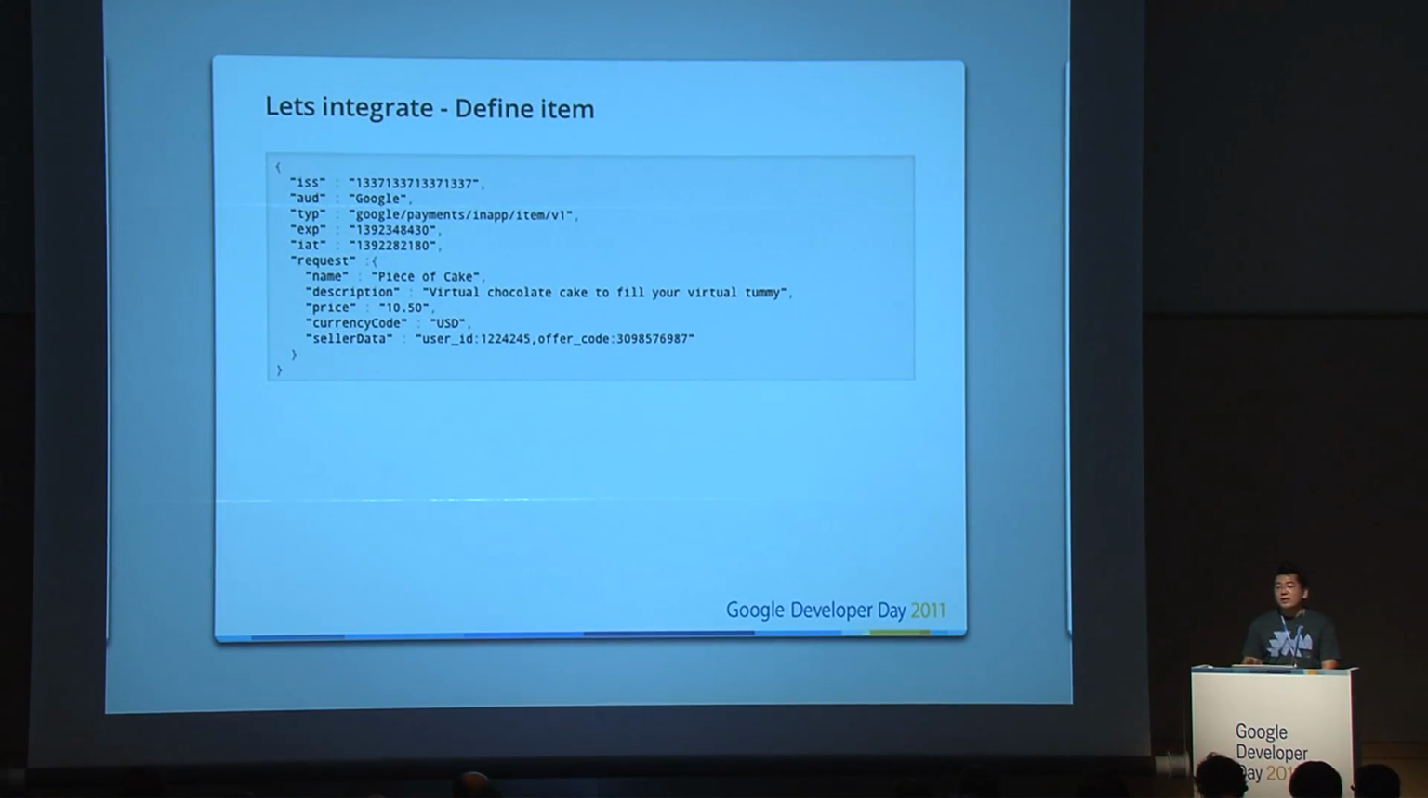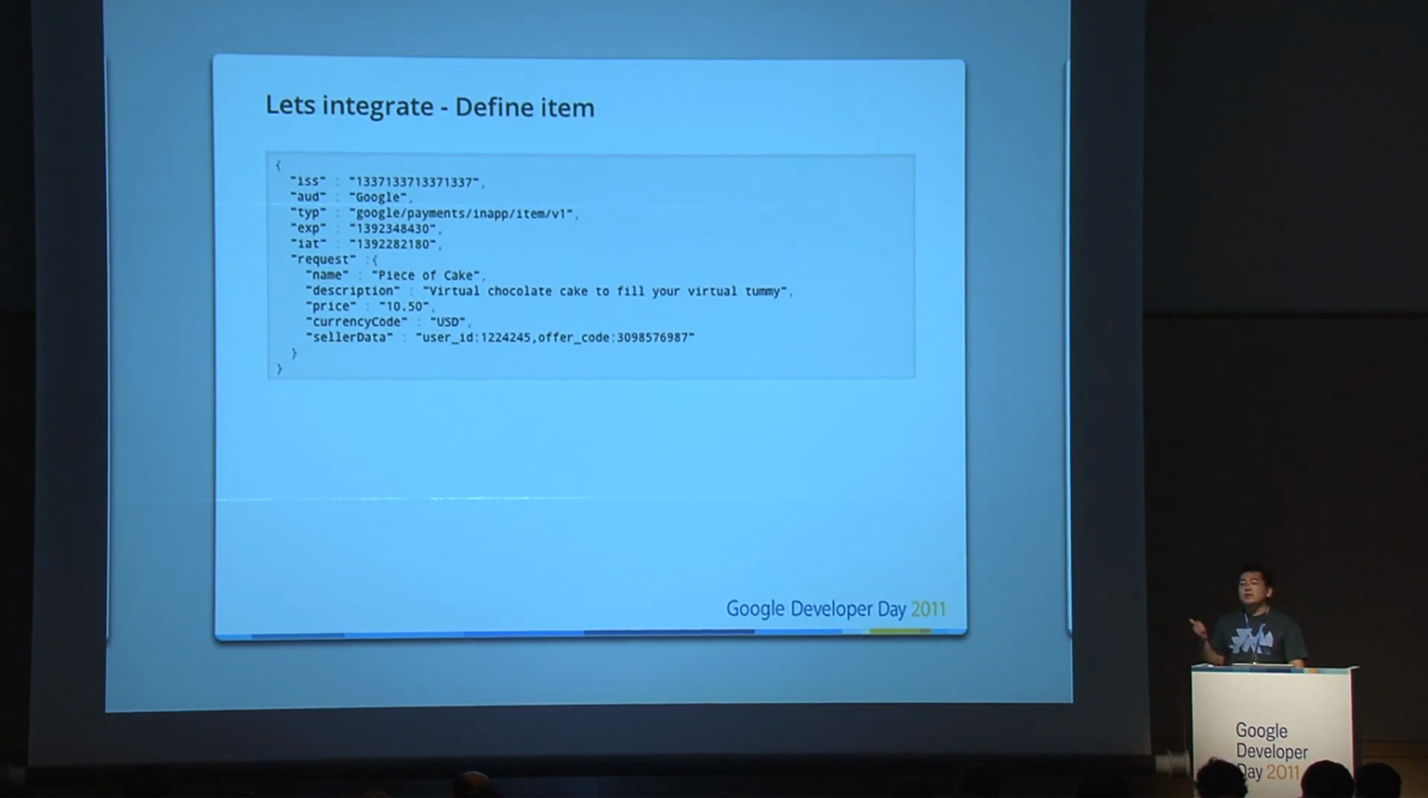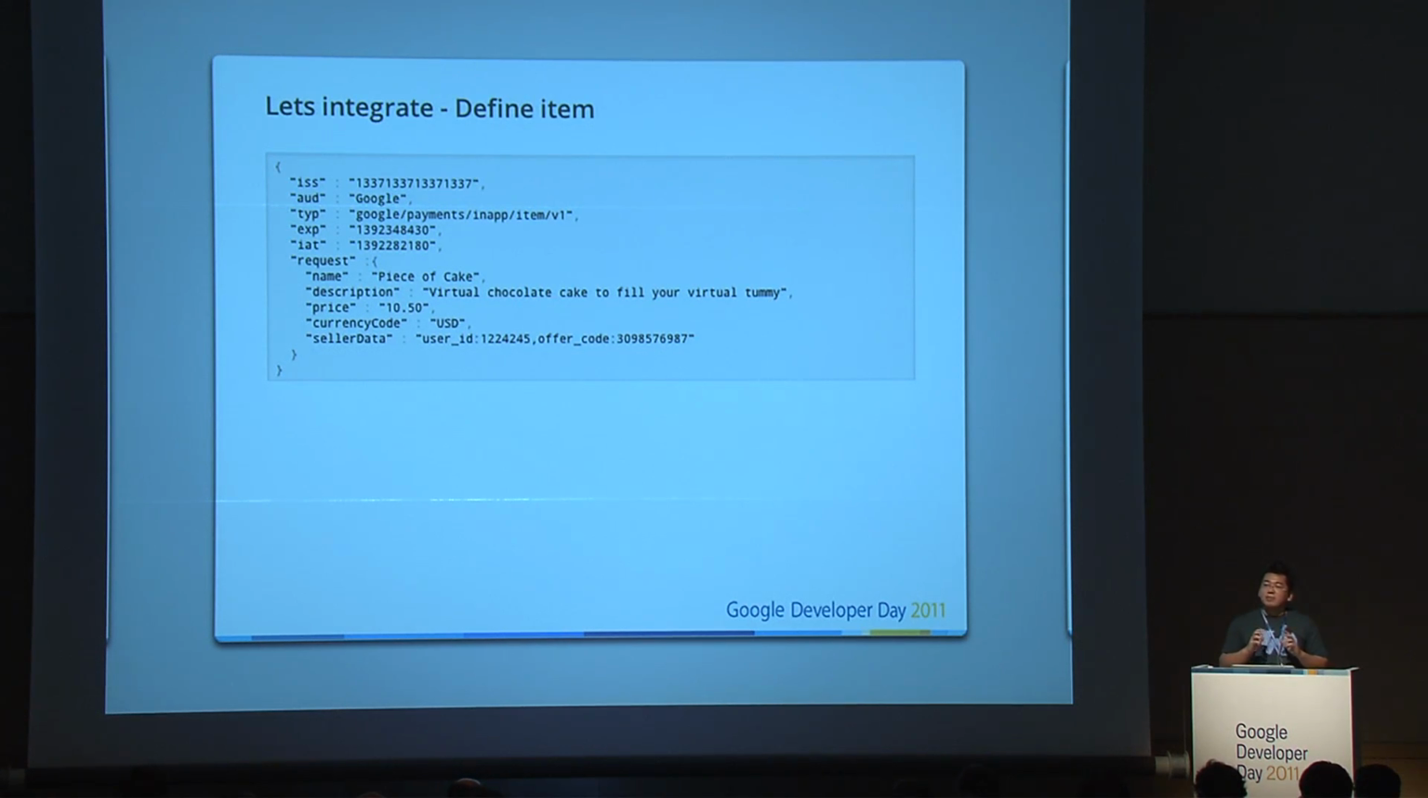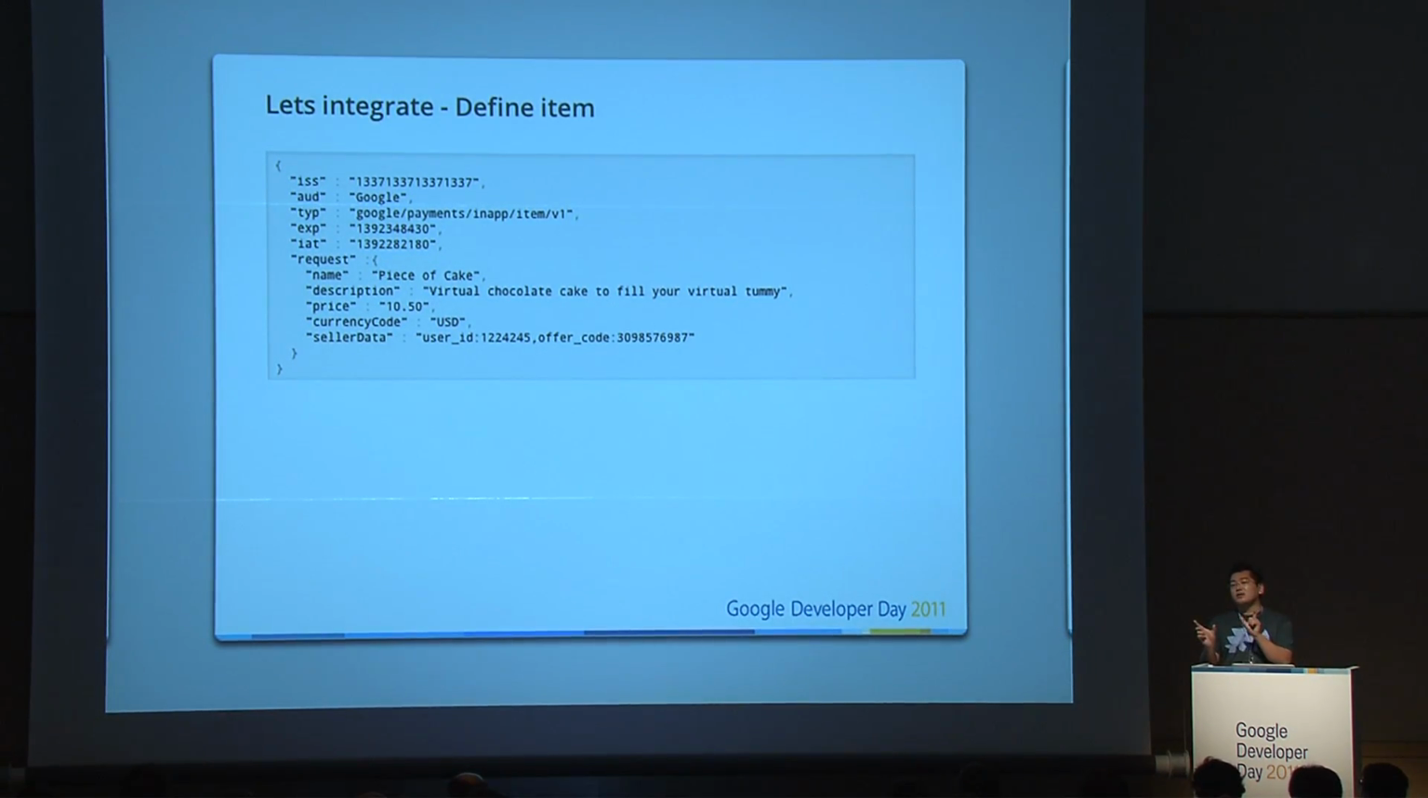Once you've done that, you need to define the item that a customer will be purchasing. We're currently using a JSON Web Token format. So JSON Web Token format is a way to authenticate data that's being passed from the client to the server. So as you all know, anybody can modify data on the client. So JSON Web Token appends a signature to the data to ensure that this data hasn't been modified.